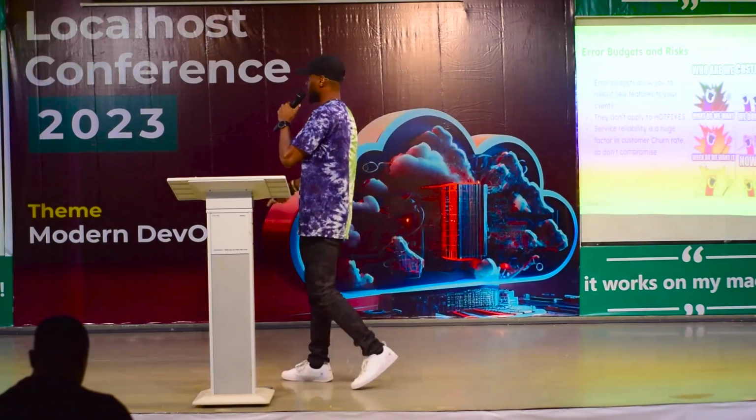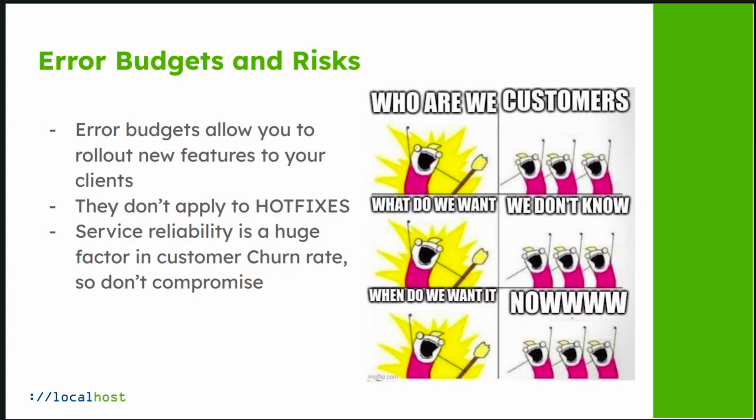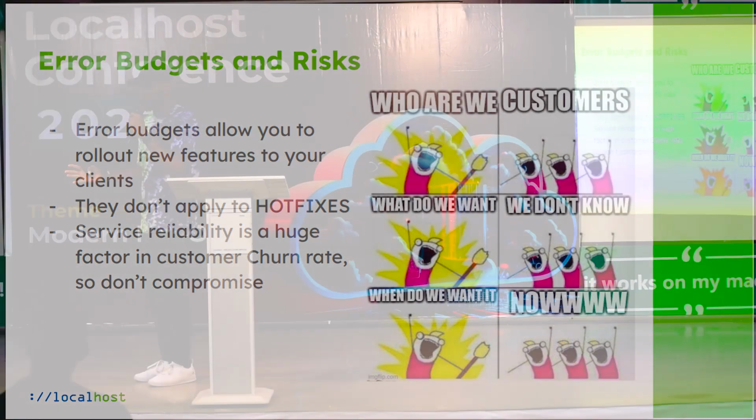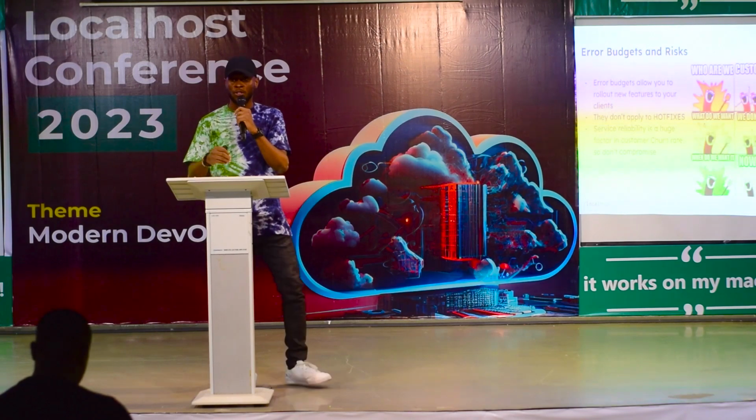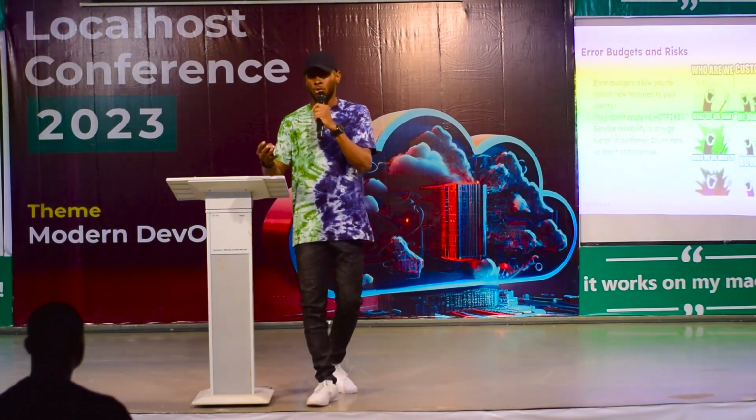So yeah, as I was saying, this is just a further explanation of what I already said. This particular meme is practically what users want. So who are we? We are the customers. What do we want? We don't know. When do we want it? We want it now. So your users don't actually know what they want. You have to tell them what they think they want, right?